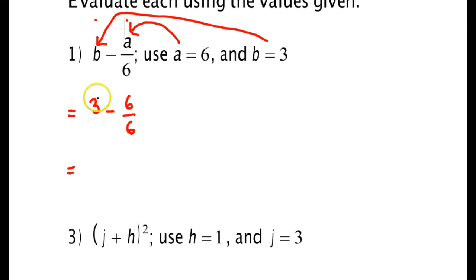Do order of operations, so we have a subtraction, and this is division, right? 6 over 6, that's division. So I'm going to do that first. 6 divided by 6 is 1. Then 3 minus 1 is 2. Please show your work like this. Line things up. Bring down the 3, bring down the minus sign. Okay, so every step is actually equal to the one before it.